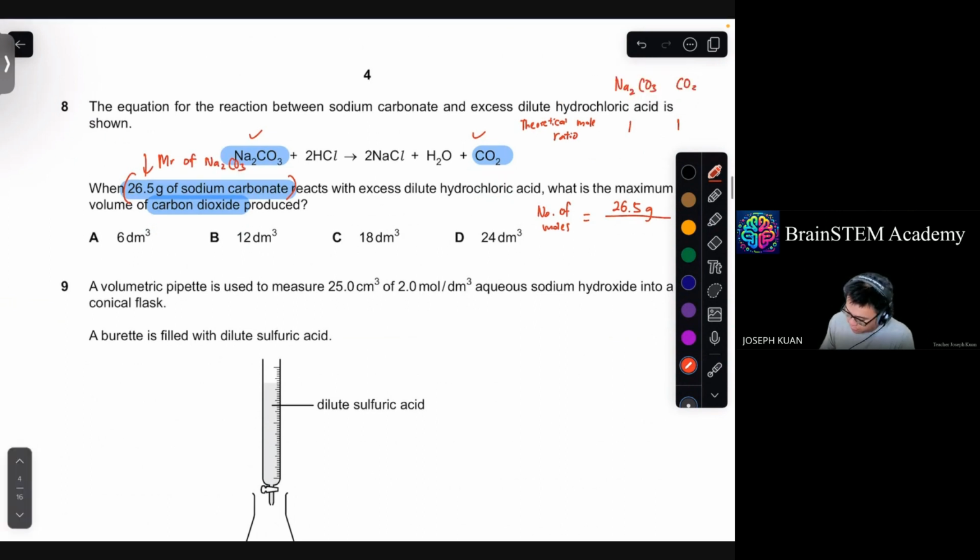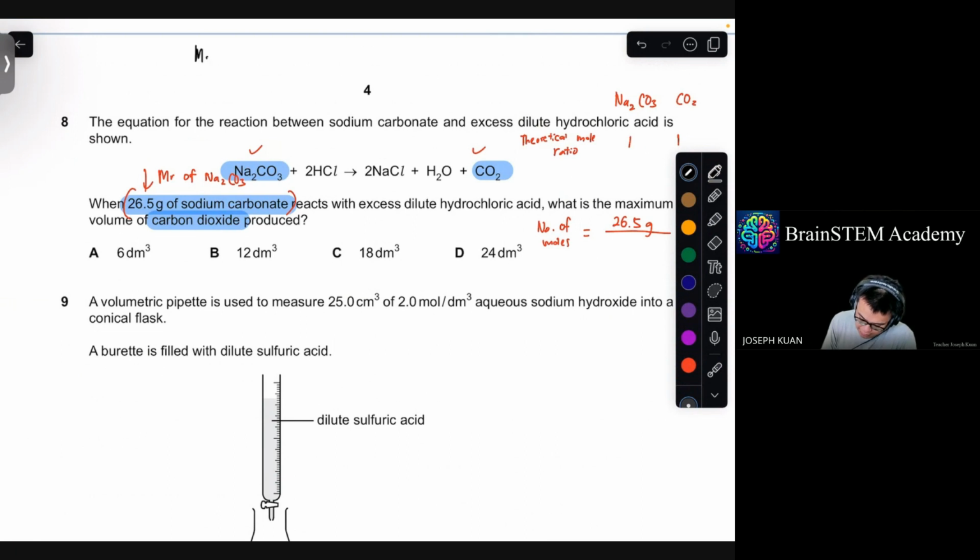So if you check your periodic table, the mass numbers of these elements are 23, 12, and 16. So all you need to do is add them all together. So 2 sodium will have a mass of 46, and then 1 carbon is 12, 1 oxygen is 16, so 3 of them makes 48. So add them all together, it should be 106. Right, so that's the molar mass of sodium carbonate.